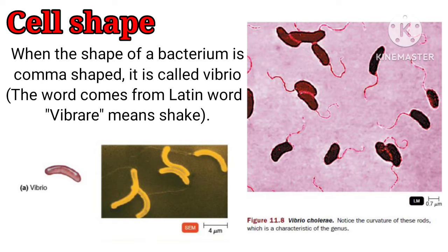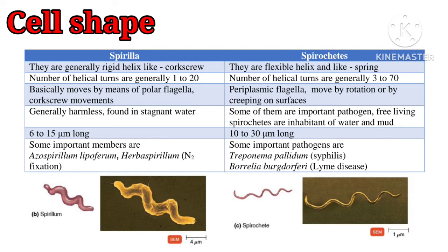When the shape of the bacterium is comma-shaped, it is called vibrio. One of the most important members of this group is Vibrio cholerae, the causative agent of cholera. If the bacterium is spiral-shaped, it is called spirillum. It is a rigid helix, twisted twice or more along its axis, and another spiral cell with periplasmic flagella is called spirochete. They are more flexible, just like a spring.